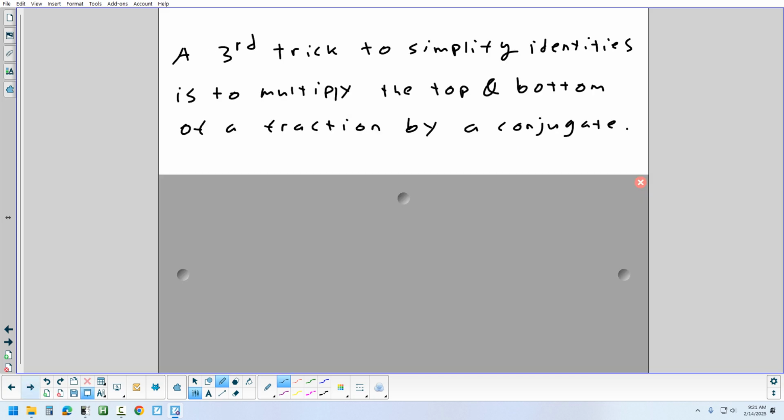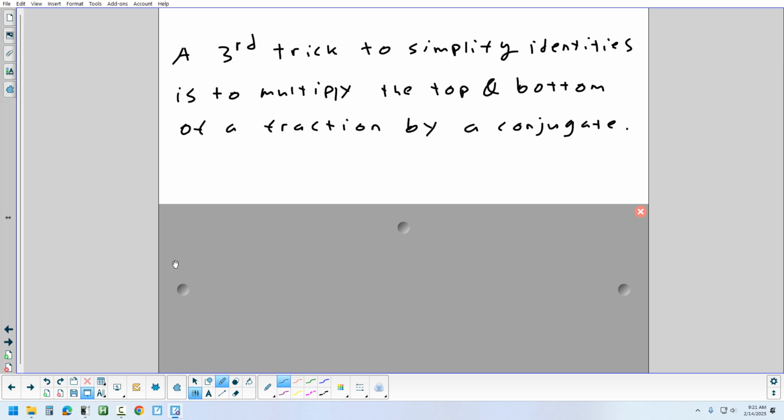All right, so a third trick to simplify identities is to multiply by the conjugate. Okay, we've used this trick before. We've used it when we've had complex numbers. When you have something like 3 divided by 2 plus i, the way that we simplify that is multiply top and bottom by 2 minus i. That's the conjugate.